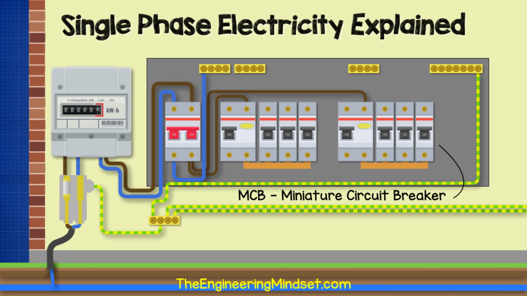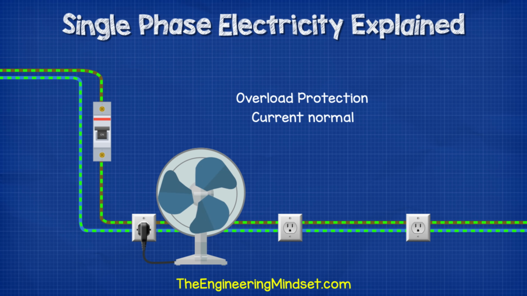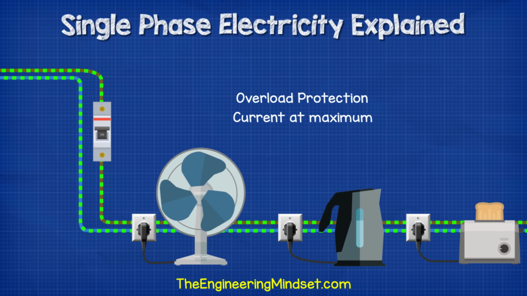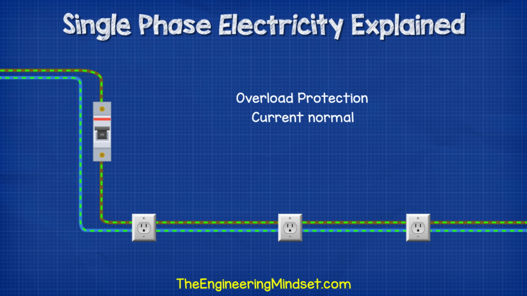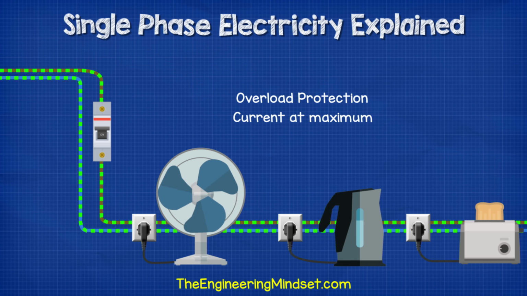The MCB protects the circuit in 2 ways, overload and short circuit. The MCB is rated to handle a certain amount of current passing through it, for example 32 amps for the plug sockets. If this value is exceeded on that circuit, for example by gradually plugging in too many things, then the MCB will trip and cut the power to protect itself.